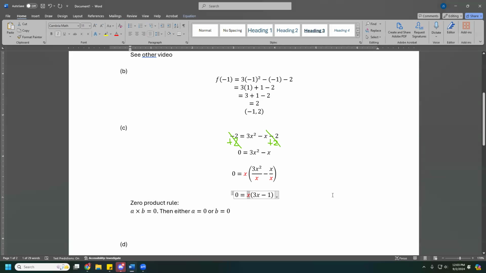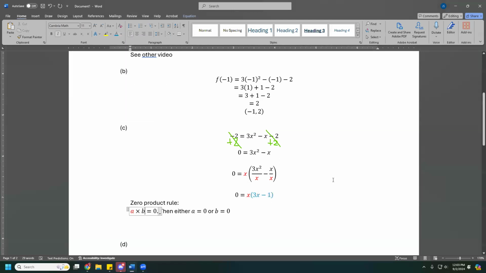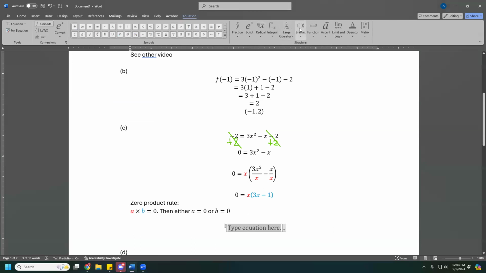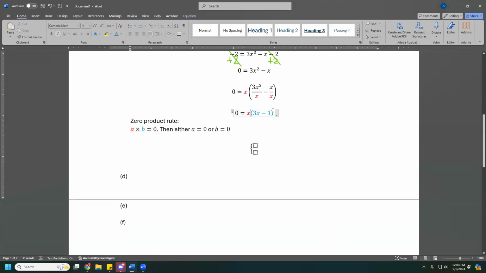I have this, you could think of as my A. I'm going to highlight this red so that they match. And I can think of this guy, I'm going to make it blue, as my B. So to get my answers for x, I like to put mine in curly braces, but you don't have to do that. This is just my own personal quirk. This guy is either equal to 0 or this guy is equal to 0. And at this point, I can now solve for x.